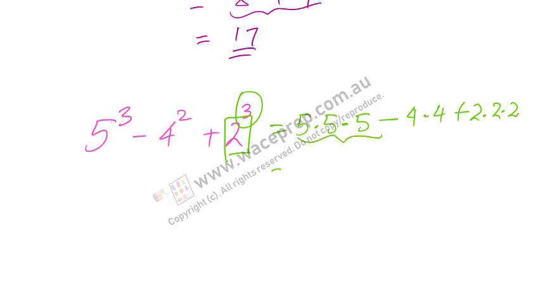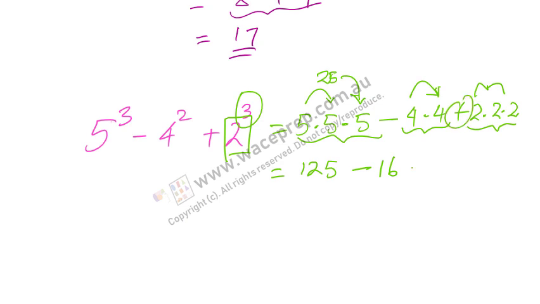Now multiply 3 5's together. 5 times 5 is 25. 25 times 5 is 125. Second, we have 4's. 4 times 4 is 16. So here is our 16. And finally 2 times 2 times 2 gives us 8.